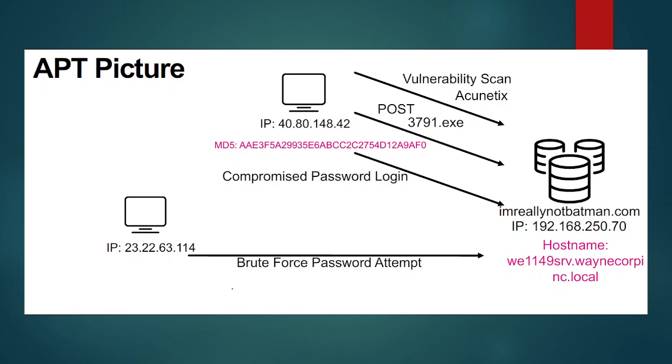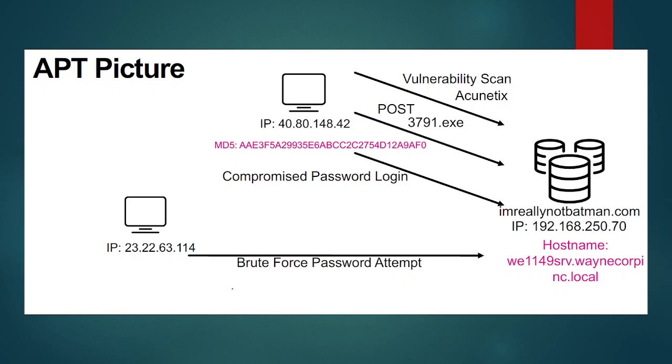Talking about how the picture looks, we have seen the reconnaissance phase where one of the external IPs is trying to scan our website. We got the hint that the attacker is making use of Acunetix, which is a web application security scanner. Once it has gathered certain information, we also see the brute force attempts being made from one of the external IPs, which you can see on the left-hand side of the slide.